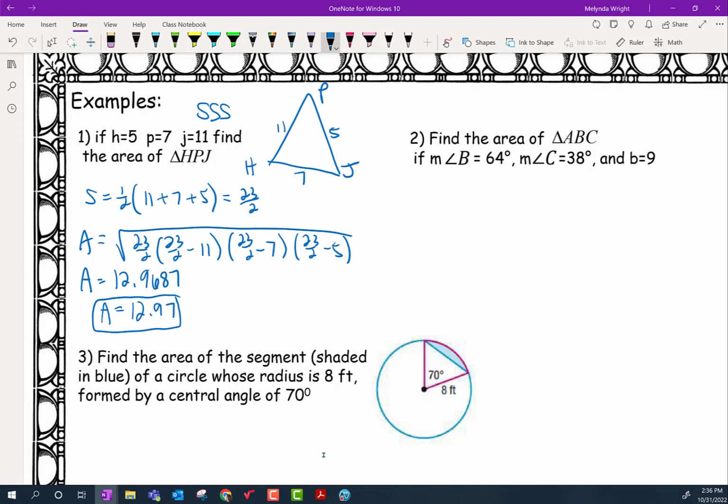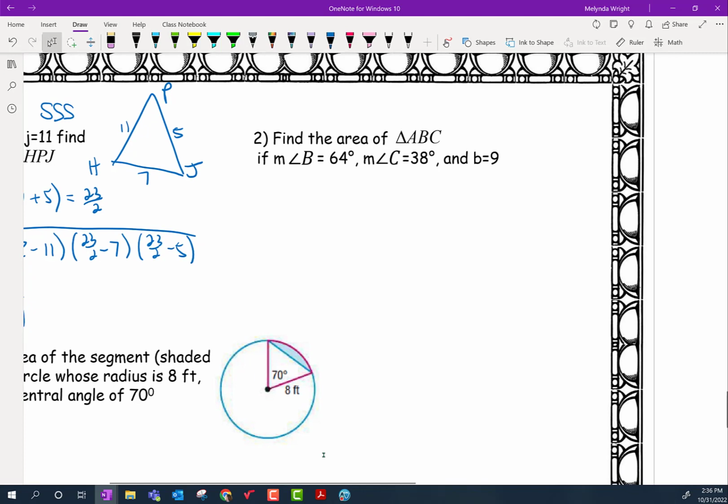How are we with that? Everybody okay? Okay. So let's navigate to our second problem. On this one, we've got a different triangle. Okay, so let's move over here. So we have a different triangle. So triangle ABC.